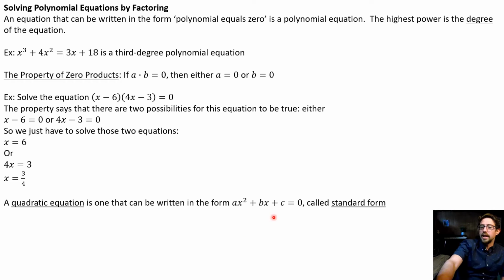Right, and if you write it like this, if it comes to you in some other form and then you rearrange it in this form, that's called standard form. So where it's just ax squared plus bx plus c equals 0. So from now when I say put it in standard form, that's what I mean. Make it look like that.